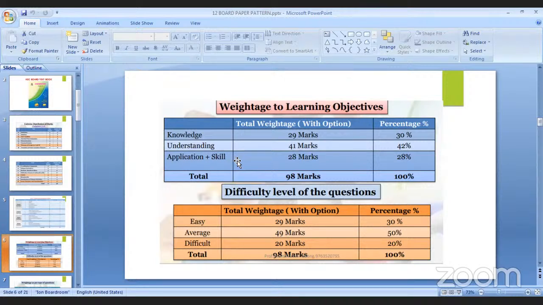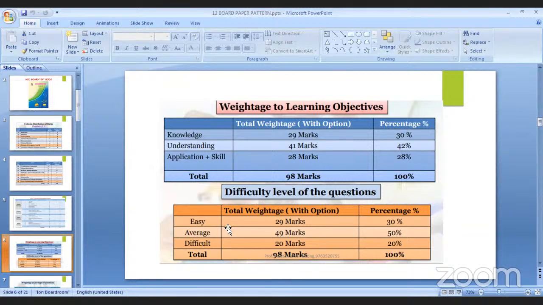Application and skills, like your numericals, where you have to apply your knowledge. If any give-reason kind of a question comes, then you have to apply what you have studied. So these are application questions, those are 28. Here maybe the difficulty level is a little more.